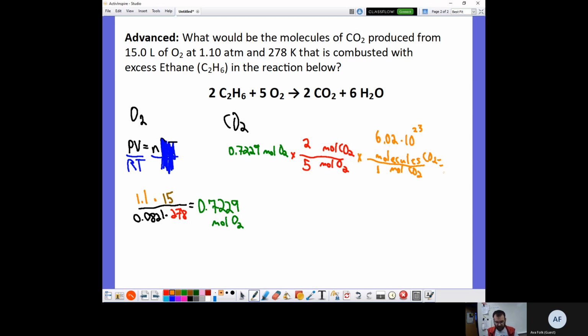So take that number times 2, divide by 5, times 6.02 times 10 caret 23, equals, and I get my answer. And my answer in this case is 1.74. I have 3 sig digs. Beautiful. Times 10 to the 23rd power molecules of CO2.